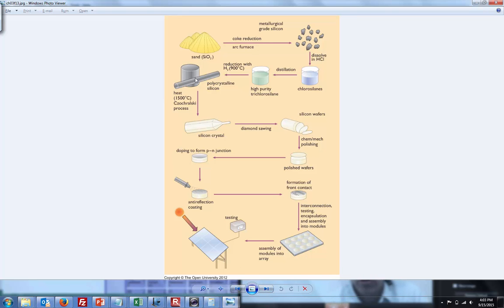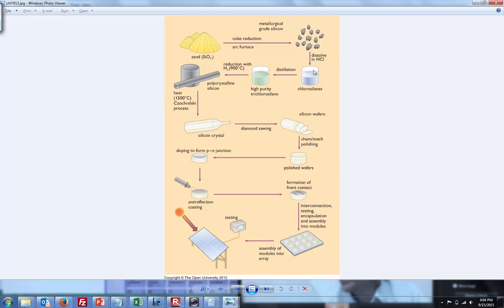You start out with just regular old sand. It gets cooked. It gets hot enough that the oxygen actually comes off. It's not allowed to interact with any more oxygen, but it's heated to the point where the oxygen leaves. The silicon is more or less now in a pure form. It is dissolved in hydrochloric acid.